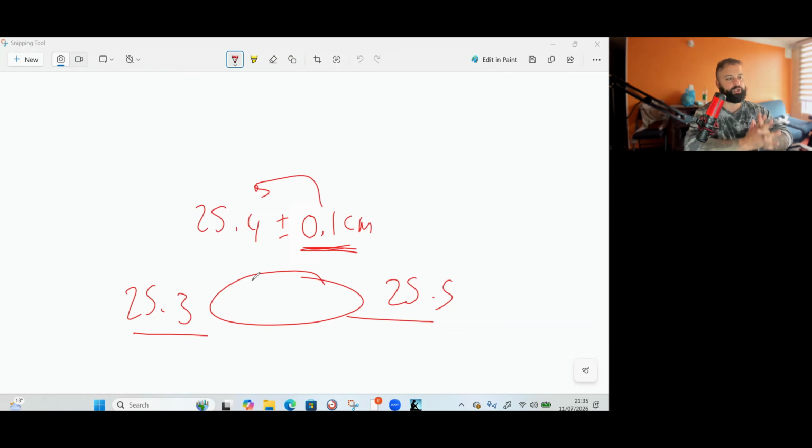Another one is the fluctuations of the quantity you're measuring. So let's say I'm trying to measure the wind speed. Wind speed isn't always going to be the same. It is going to vary. What you do in this circumstance is you'll take a number of readings and then you'll just take an average of what the wind speed is.